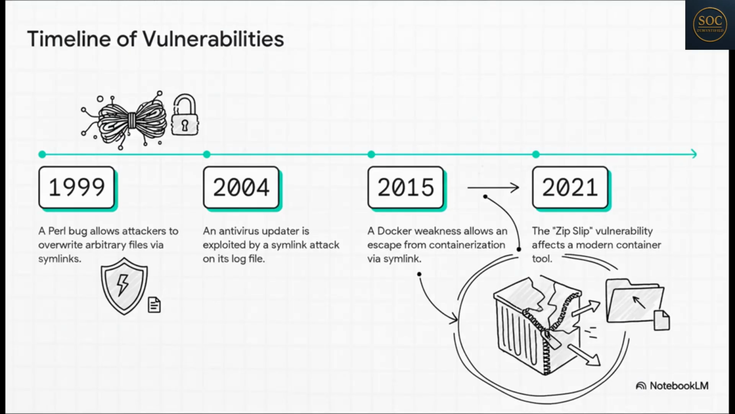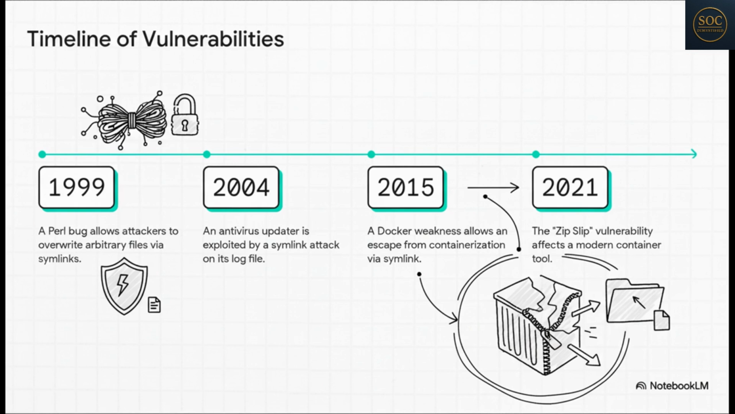I mean, just look at this timeline of real-world cases. We're going all the way back to 1999 with a bug in Perl. Then in 2004, an antivirus program gets hit, just like the scenario we talked about earlier. Jump ahead to 2015 and you see Docker. Yeah, Docker, the backbone of so much modern tech, had a flaw that could let an attacker break out of a container. And it doesn't stop. 2021, a brand new tool gets hit with a variation of this.